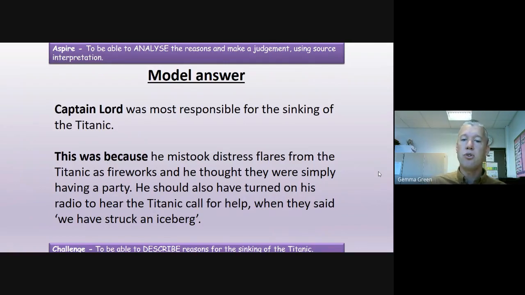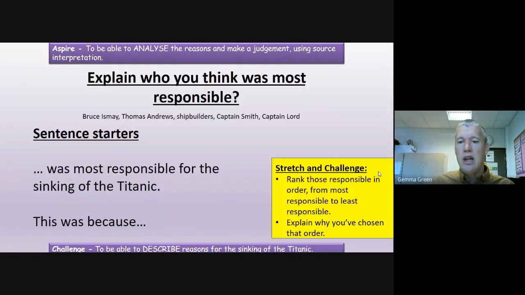This was because he mistook distress flares from the Titanic as fireworks, and he thought they were simply having a party. He should also have turned on his radio to hear the Titanic call for help when they said, "We have struck an iceberg." As you can see there, that one's actually using some of the source information from the slides. "We have struck an iceberg," that's actually part of the radio message sent out. And it's also explaining that he didn't actually look at the distress flares as distress flares. He thought they were just fireworks. He thought they were just having fun. So that's just a model answer.